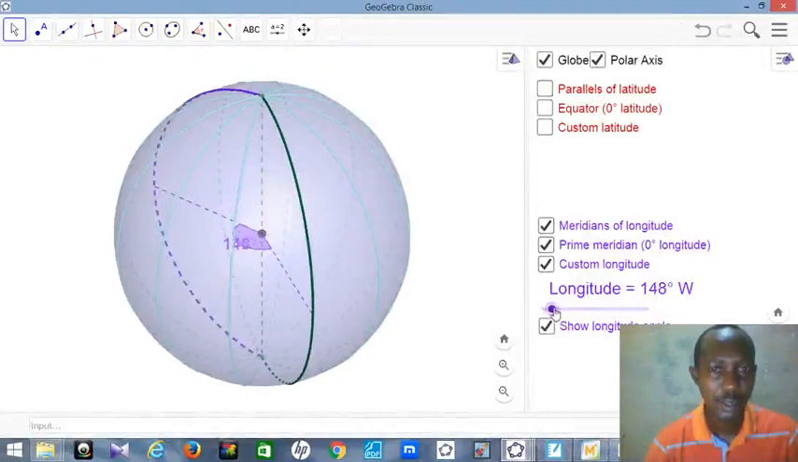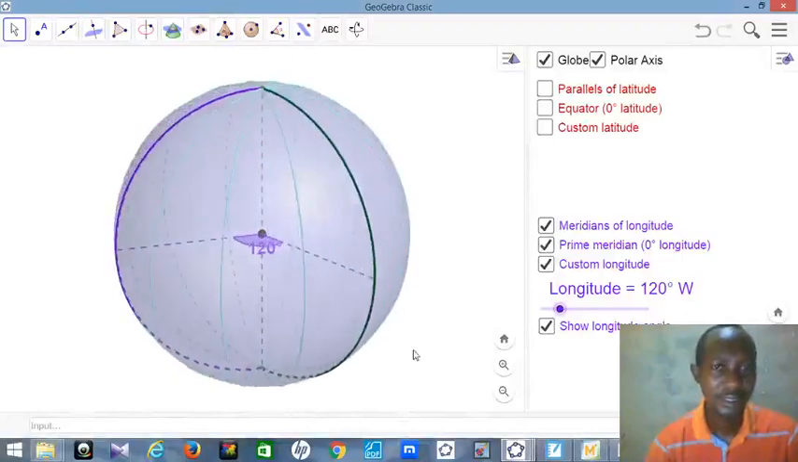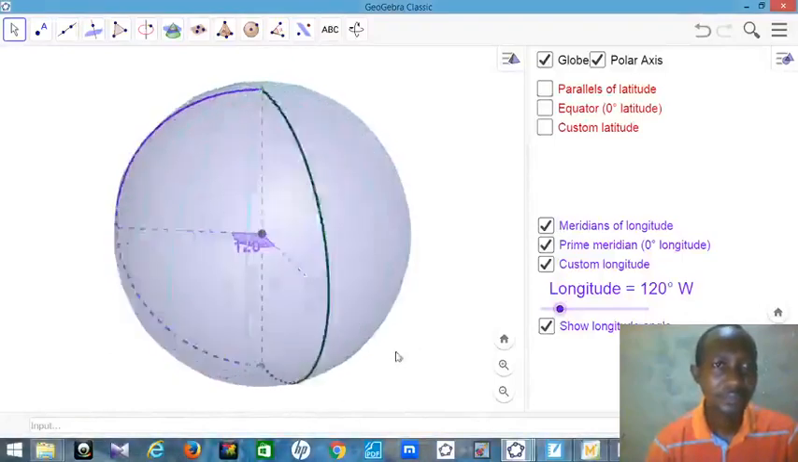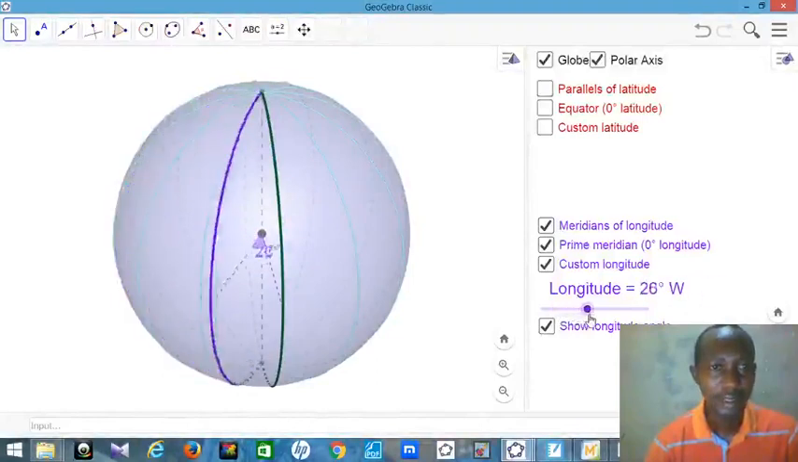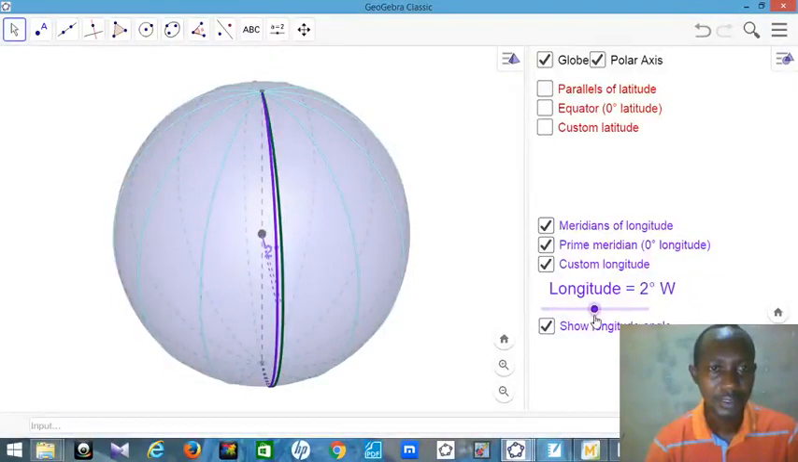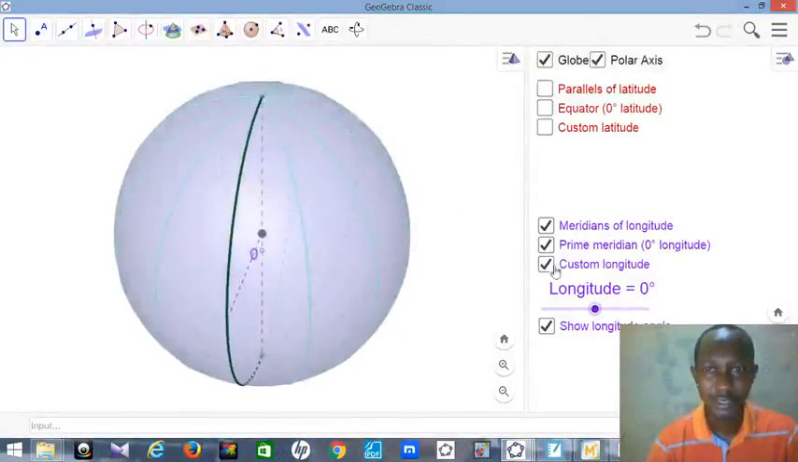So this is towards west. This is 120 degrees west. You can see it. Take note of this. It is very, very important. So you come back to zero. With this kind of illustration, you can easily understand the lines of longitude and the lines of latitude.